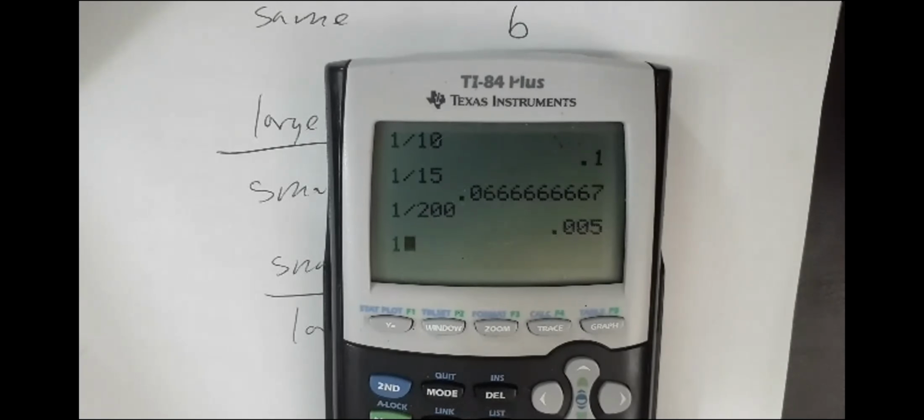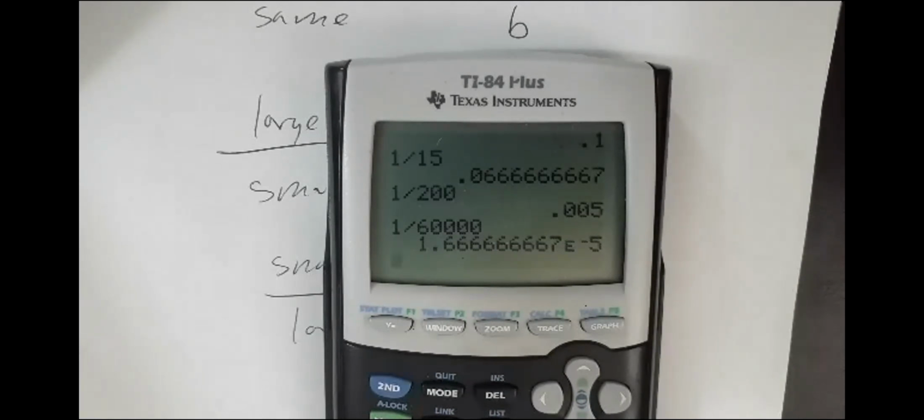What happens if I get larger and larger on the bottom? What number does this go towards? Infinity? The bottom's going towards infinity. That's what I'm saying.